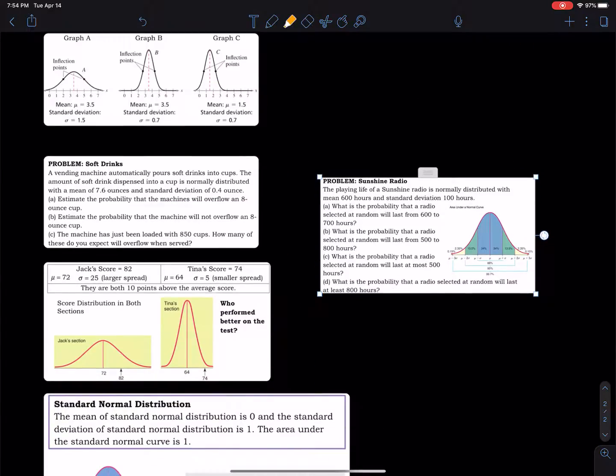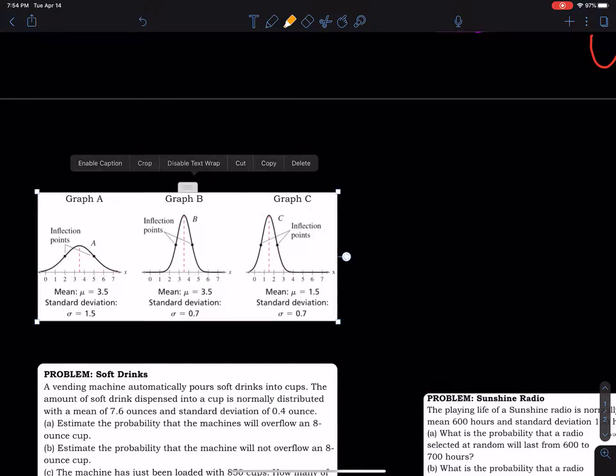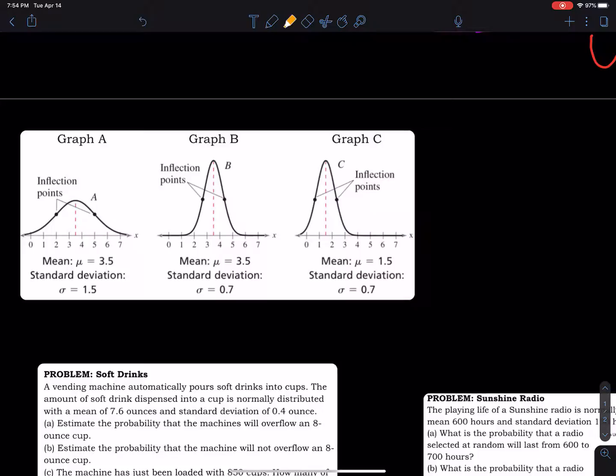We move this picture away for something else. So now what we are going to do is focus on this picture. Graph A, graph B, graph C. What do you see? I have three belts, right? A, B, and C. So for graph A, you have mean and standard deviation, 3.5 and 1.5.